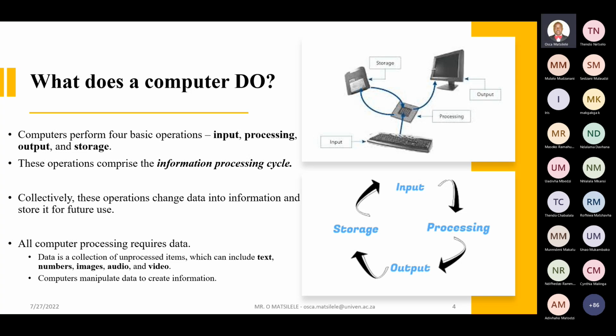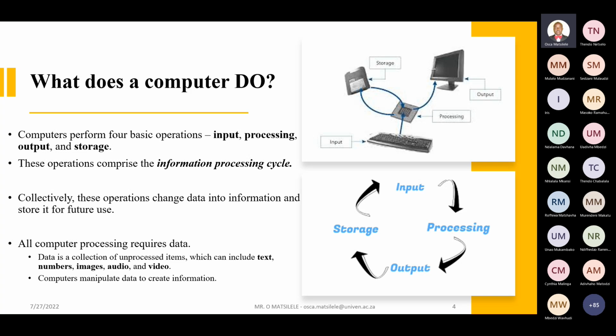That the computer accepts the data from the input devices. From there, it will process it, and then it will output and also store for future use. So this is the information processing circuit. Collectively, we do these operations in order to change the data into information and store it for future use.